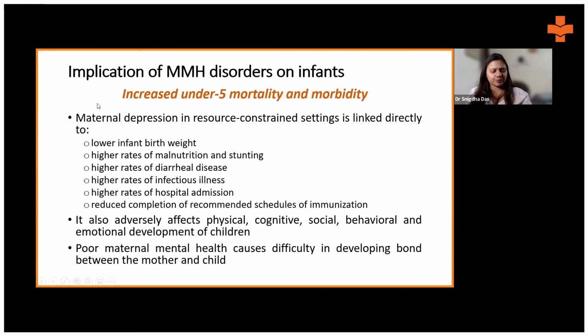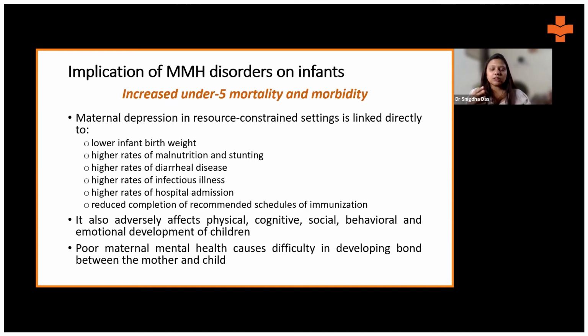So as I was saying, if such children are born, they are born at a preterm phase. They have a chance of having a low birth weight. They are at a higher risk of having malnutrition and stunting, diarrheal diseases, other infections because their immune system is not so well developed, higher rates of hospital admissions, and missing out on their immunization schedules because they're so often ill. So all those things eventually combine to have an overall detrimental effect on the health of the child.